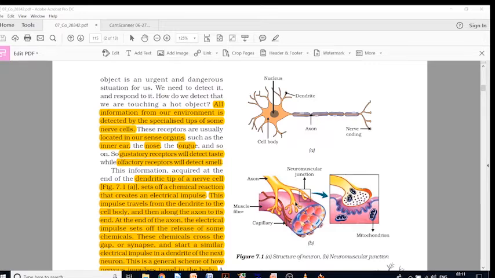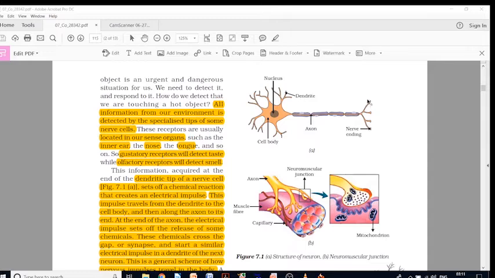So what happens whenever this dendrite comes in contact with any signal, it relays the signal to the cell body, and then from the cell body the signal is transferred through the axon up to the nerve ending. So from here to here, the signal is an electrical signal. The nerve impulse is an electrical signal. Till the nerve ending, it is an electrical signal.